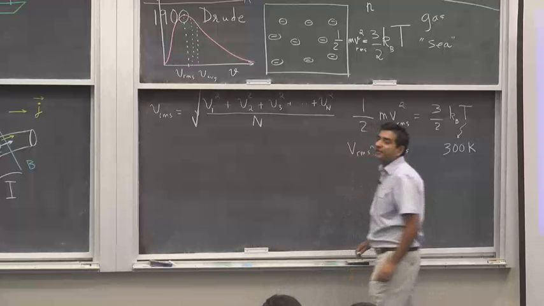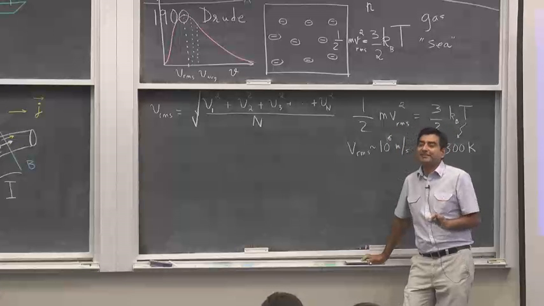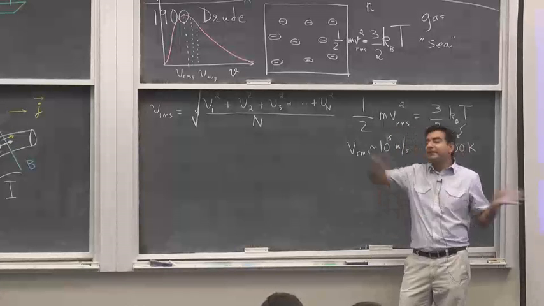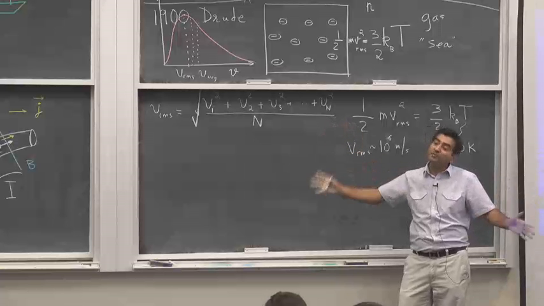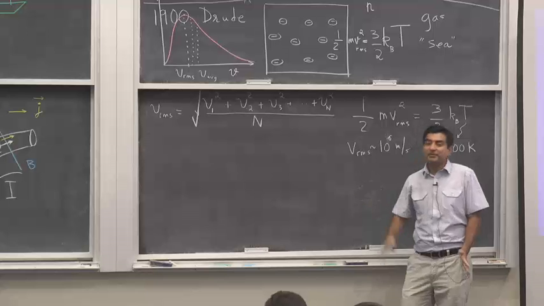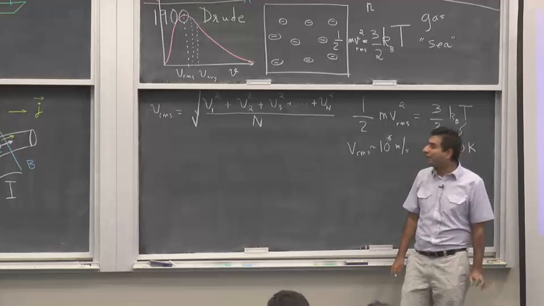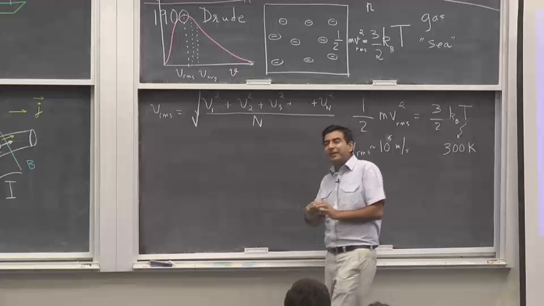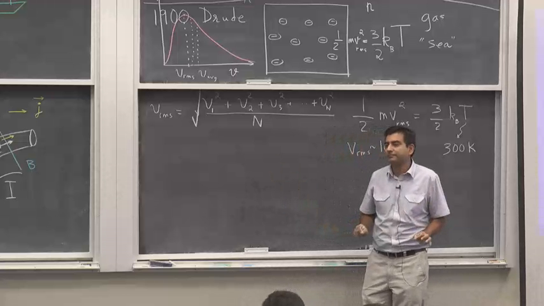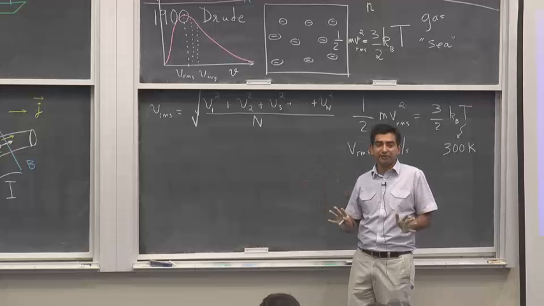This is 1,000 kilometers per second. So electrons inside this metal are moving at a tremendously high speed of 1,000 kilometers per second. It's 1% of the speed of light almost. But the point is that these electrons are moving in random directions. So they're moving with extremely high velocities but in random directions.